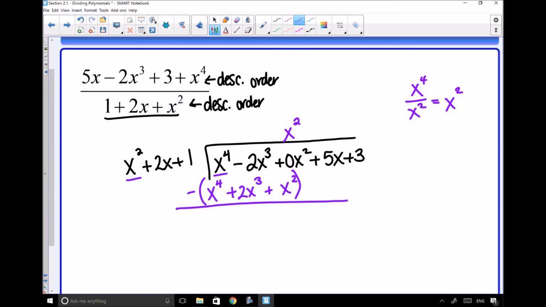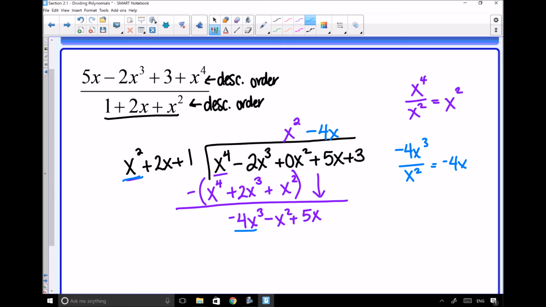Be really careful when you're subtracting. So these x to the power of 4s cancel. Negative 2x cubed minus 2x cubed is negative 4x cubed. And then 0x squared minus 1x squared, I get negative 1x squared. And then I'm going to bring down the plus 5x. Okay, and then we're going to repeat the same process. So how many times does this x squared go into negative 4x cubed? Well, let's figure that out. It should go in negative 4x times. So I'm going to put negative 4x right here.